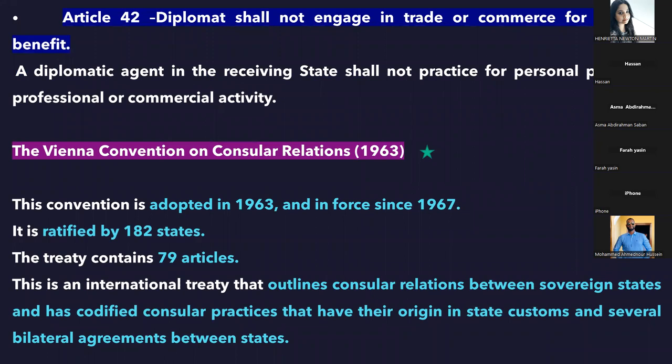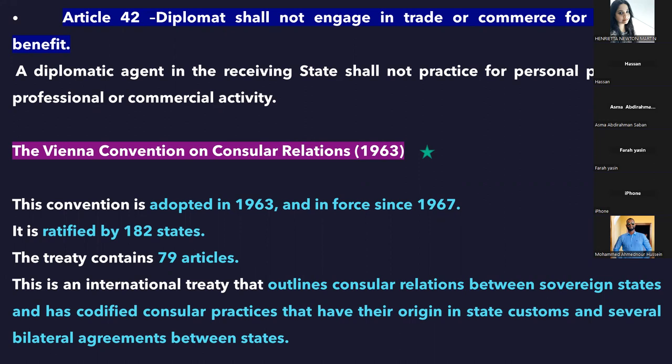Now, Article 42: a diplomat shall not engage in trade or commerce for personal benefit. A diplomatic agent in the receiving state shall not practice for personal profit any profession or commercial activity. He shall not engage in any trade or commerce because he is a diplomat and he is on a government agenda. He is a government official. He is not expected to participate in any business or engage in any trade or commerce for personal benefit.